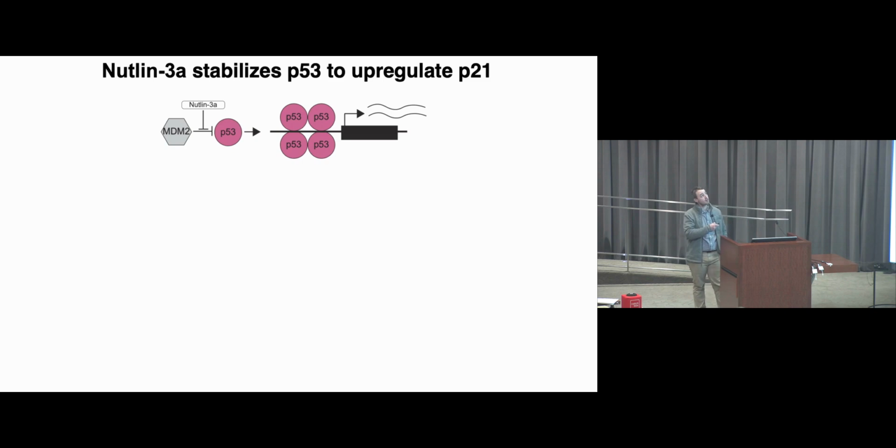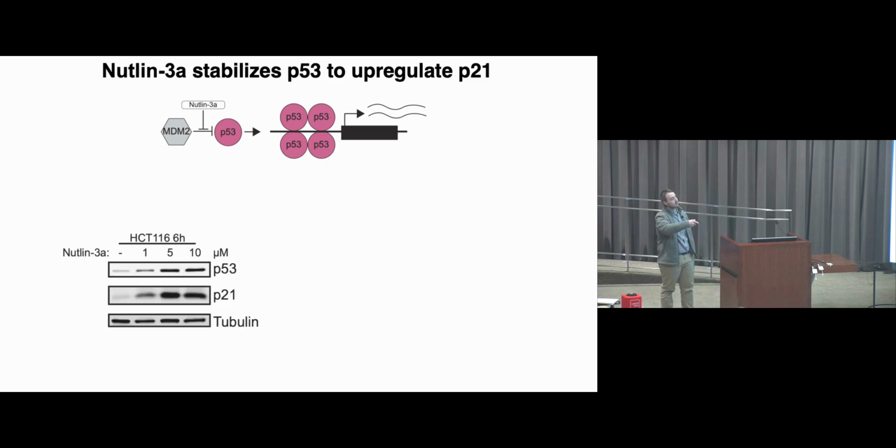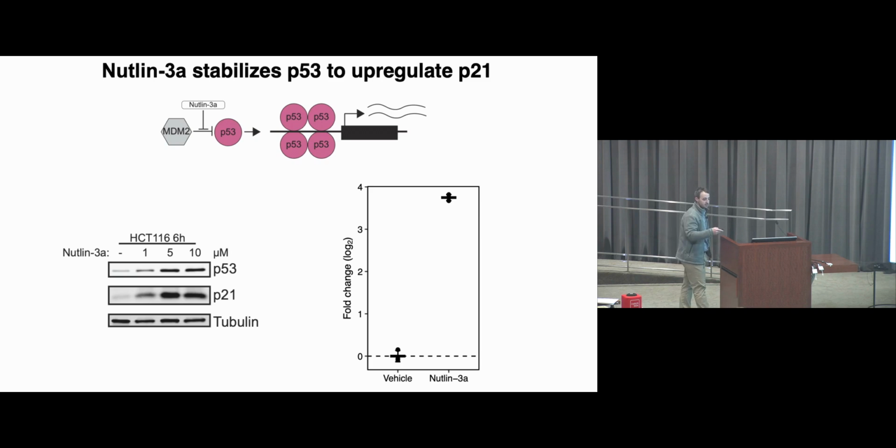If you treat with this small molecule, that degradation is prohibited. p53 forms a tetramer, goes to the nucleus, and turns on gene expression. And so if we treat cells with melton-3A, we get stabilization of p53, activation of p21, and importantly, at the transcript level as well, right?